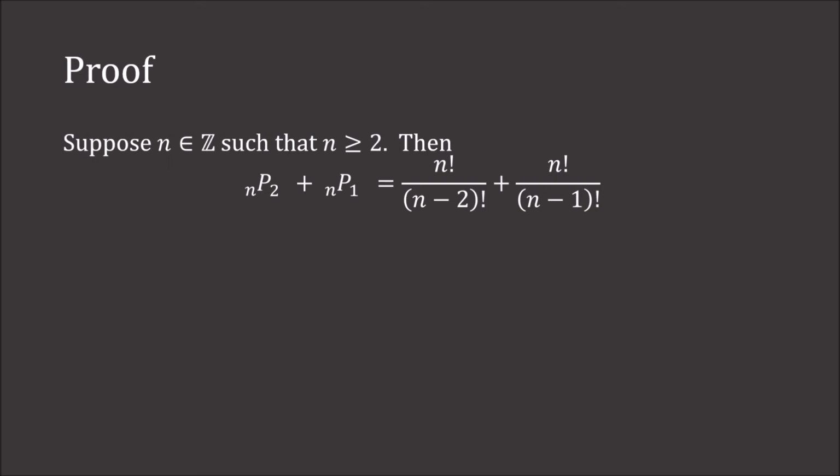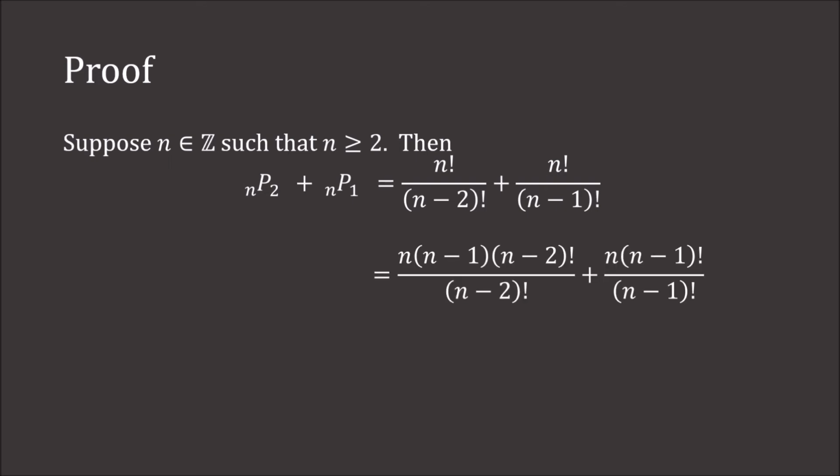So we can write this as n times n minus 1 times n minus 2 factorial all over n minus 2 factorial, then plus n times n minus 1 factorial all over n minus 1 factorial. Right, so we'll be left with n times n minus 1, then plus n, and that is n squared. And so there you go, the proof is complete.